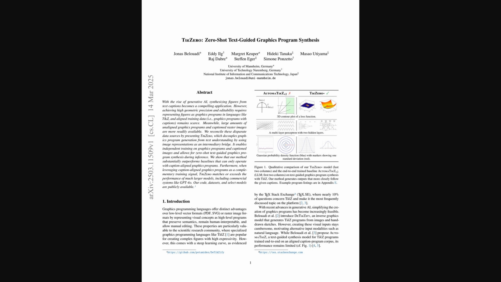TikZero tackles this by using images as a kind of middle step. It separates understanding the text from generating the graphics program code. This lets it learn from separate piles of data, like graphics programs without text, and images with text captions. And the cool part is it enables zero-shot generation, meaning it can create these graphics programs from text even without seeing direct text-to-code examples during training.